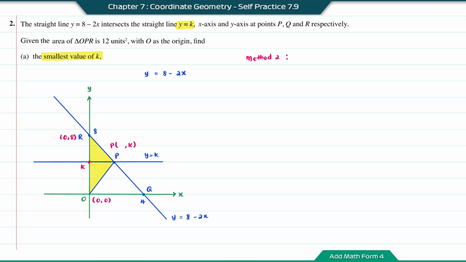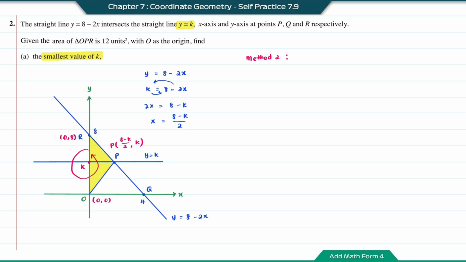As point P lies on the straight line y equals 8 minus 2x, to get the x coordinate, we're going to substitute the coordinate y with k. So k equals 8 minus 2x. So move the negative 2x to the left hand side and k to the right hand side. So 2x is equal to 8 minus k. Then x is equal to (8 minus k) over 2.